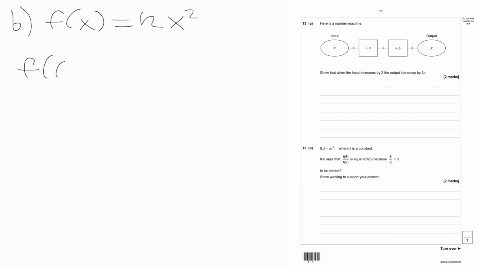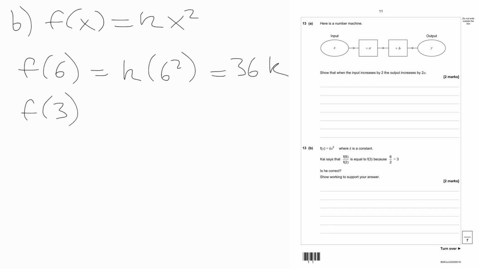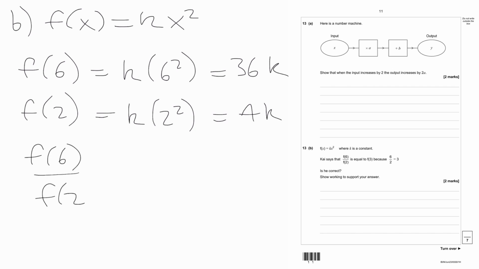So what is f(6)? Well, this is going to be k times 6², which is 36k. f(2) is equal to k times 2², which is equal to 4k, and therefore f(6) over f(2) equals 36k over 4k. So the k's just cancel, and this is 9.